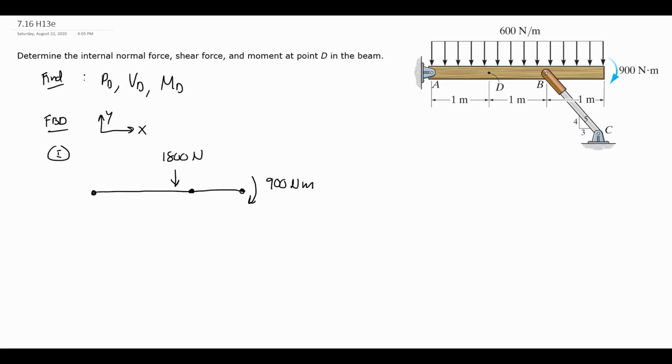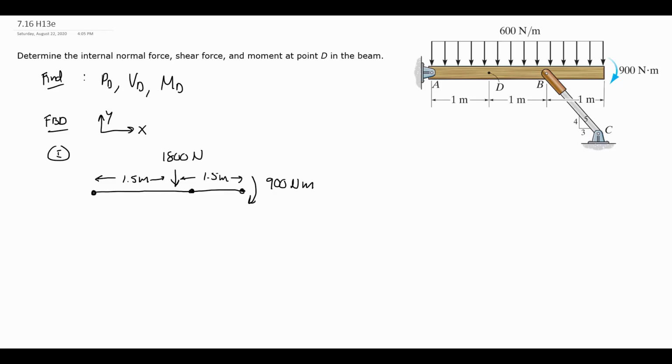And it's going to act at the center of the beam because, again, it's a rectangular load, so at half of its distance, so 1.5 meters from each side is where the equivalent load from the distributed load is located. So for this external picture, I am taking the entire 3 meters times the 600 newtons per meter to see the equivalent loading.